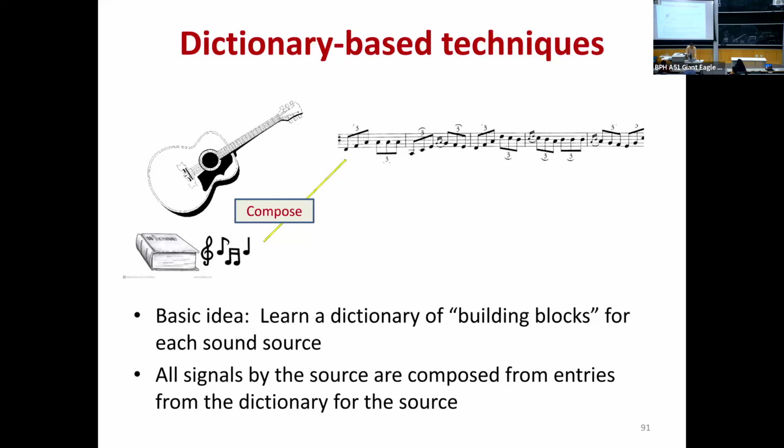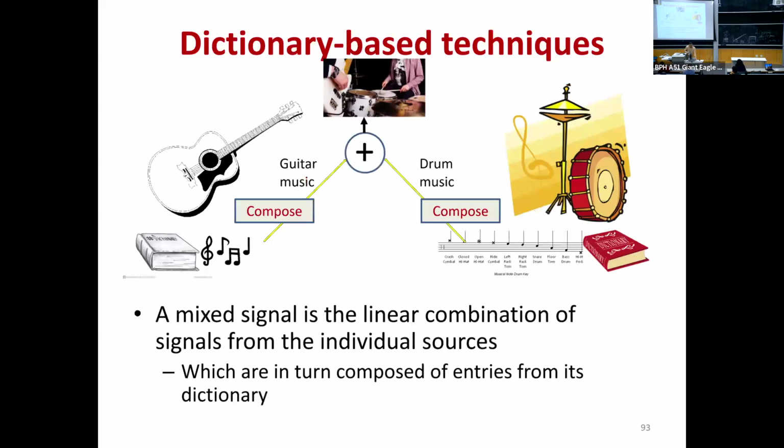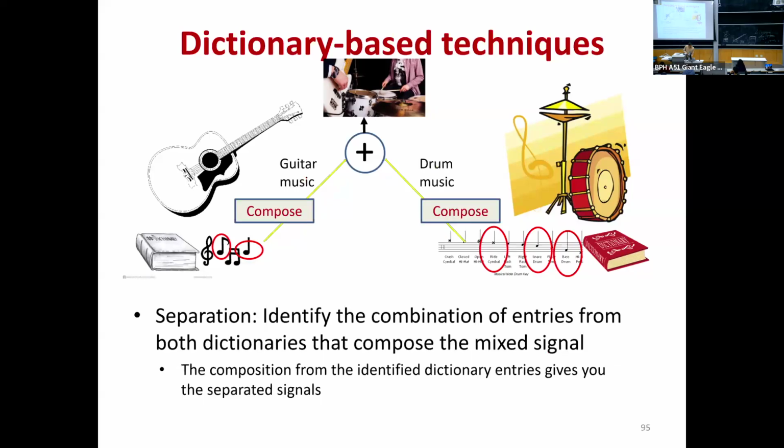So you'd learn a dictionary, say, for guitars, and another dictionary for drums. Then when you get a mixed recording, you'd see how the dictionary entries from the guitar and drum dictionaries would be combined to compose your mixed signal. And then the separated contributions of each of the dictionaries give you the separated sources. So you can recompose these separated sources.